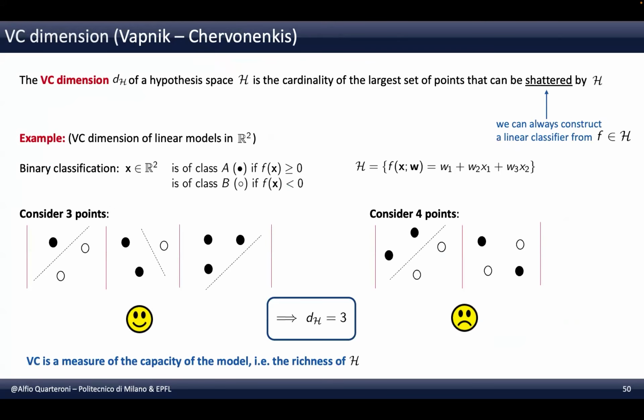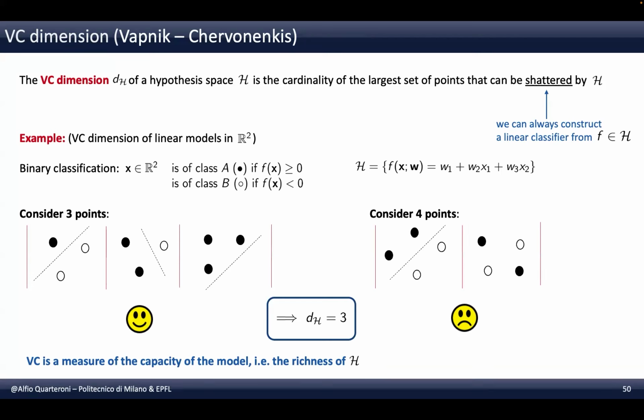There is another element besides the capacity, and it's this VC dimension, from the names of those who proposed this term. And this is a number that you associate with your hypothesis space. It is the cardinality of the largest set of points that can be shattered by H. What does it mean in practice? I mean, this is a very simple example.